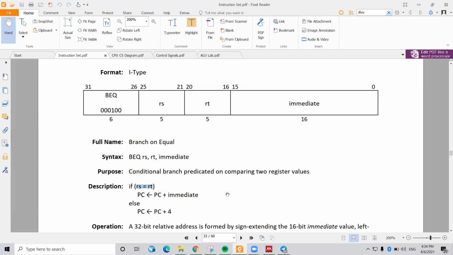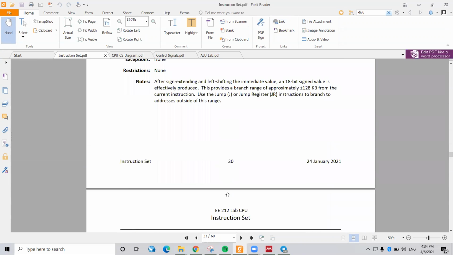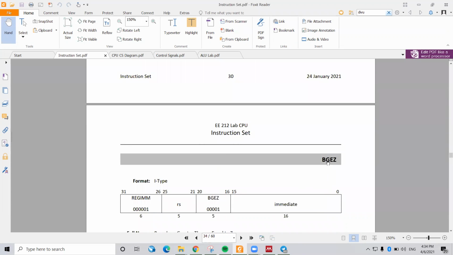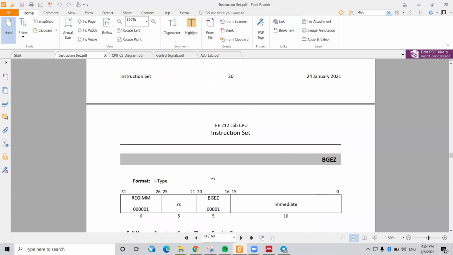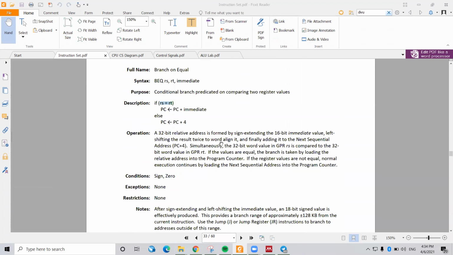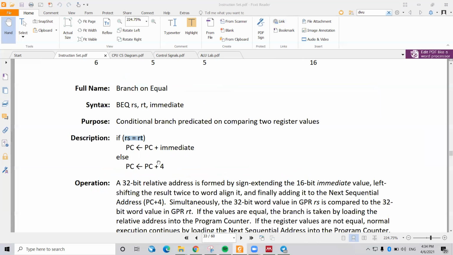So for equal, it seems like a good idea, but what about, for example, branch greater or equal to 0? What should we do? I need one arithmetic operation that takes care of all the branches. Which one is more suitable? Subtract. Yeah, subtract. So you remember that we had two flags, sign flag and zero flag, right?